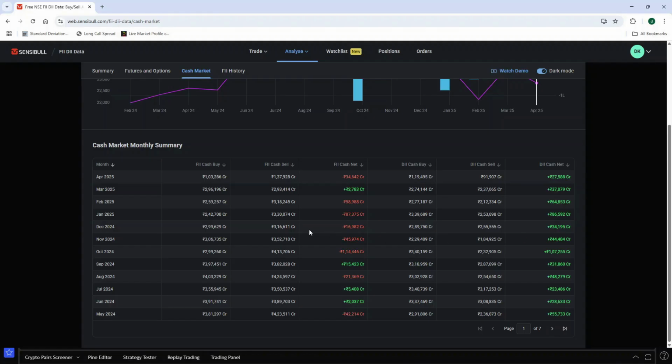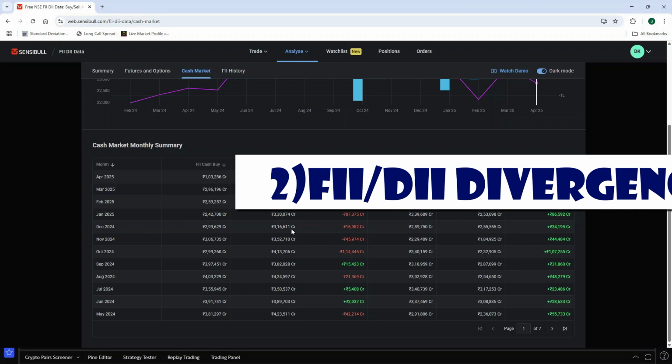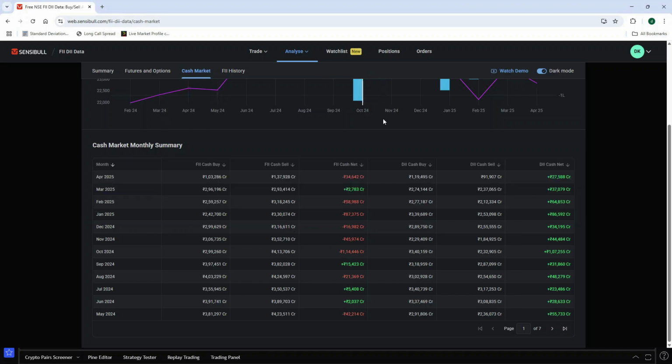Second strategy is, guys, divergence among FIIs and DIIs. So here I have taken Nifty cash markets, FII and DII data. From the month of October 2024, there was significant selling from FIIs. FIIs have net sold 1,14 crore. At the same time, if you look at DIIs, they are totally bullish. Not even a single month they have been selling. So they kept on buying.